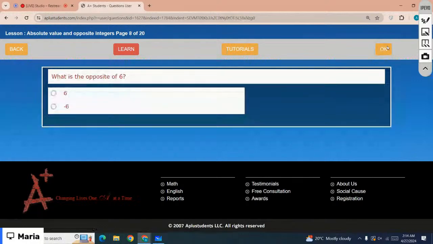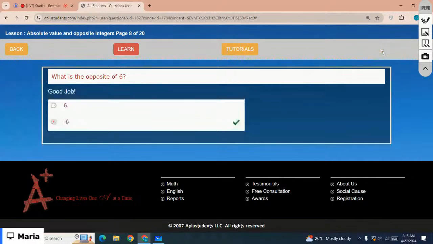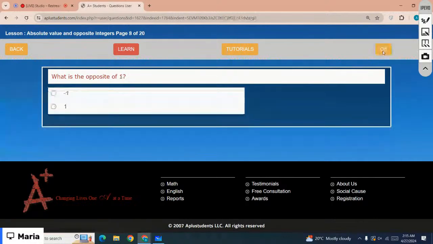What is the opposite of 6? Opposite of 6 is negative 6. The correct option is negative 6. Okay, you can complete the lesson by yourself later today. Let me just move on to the next lesson.